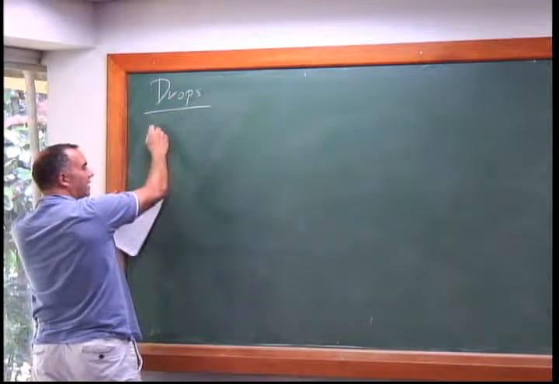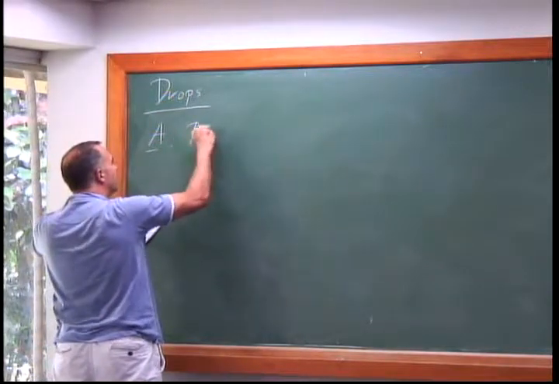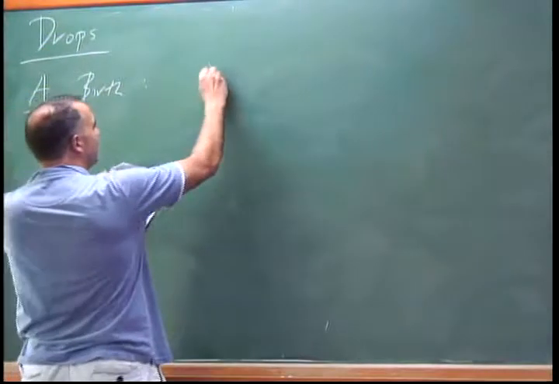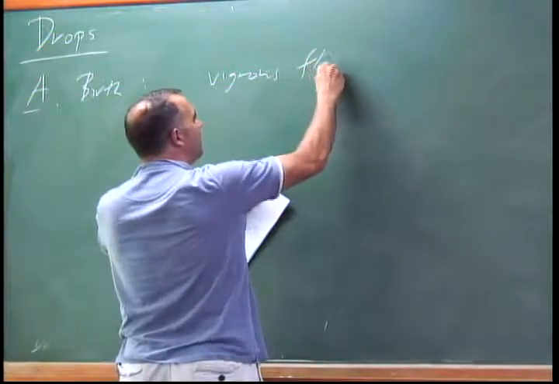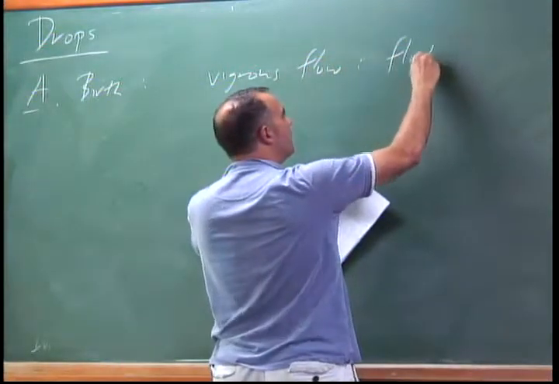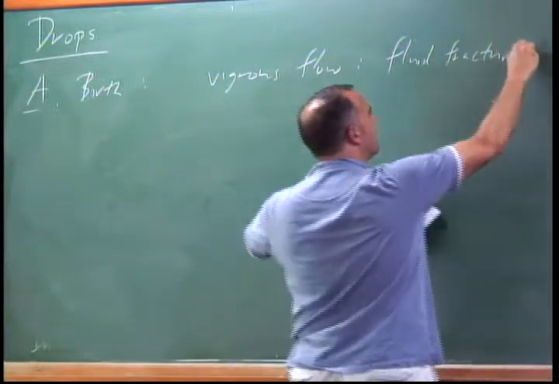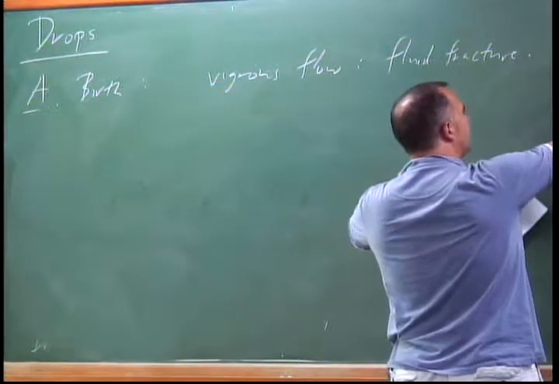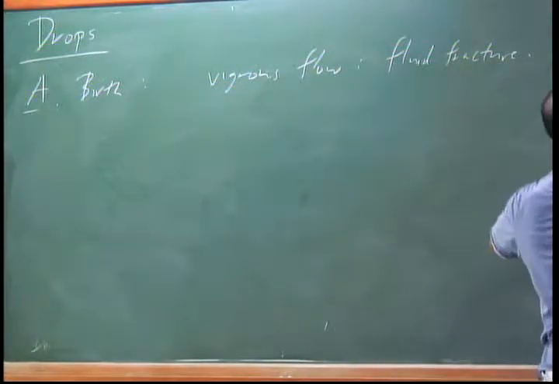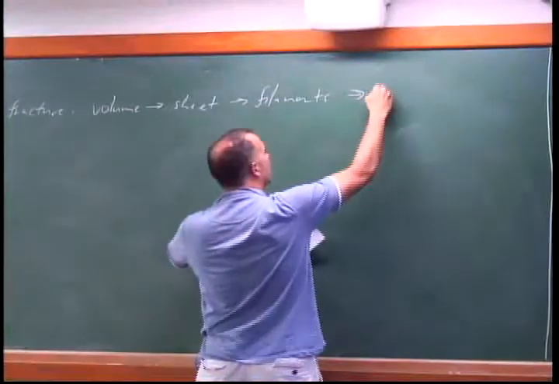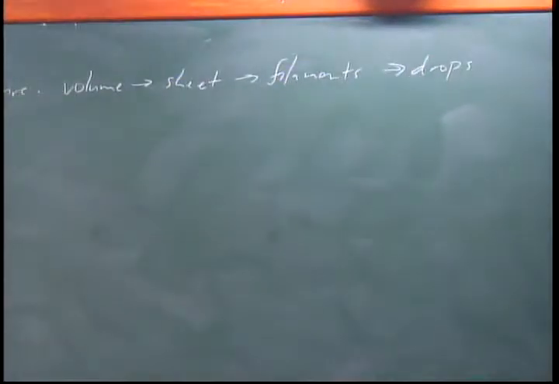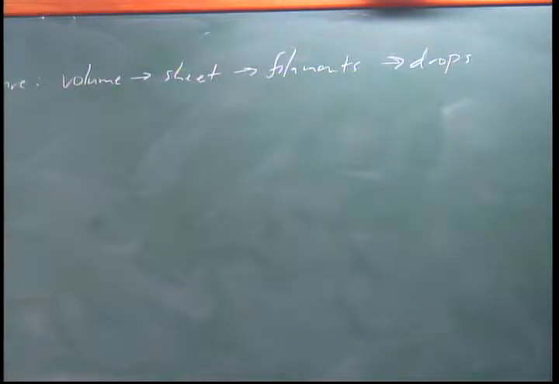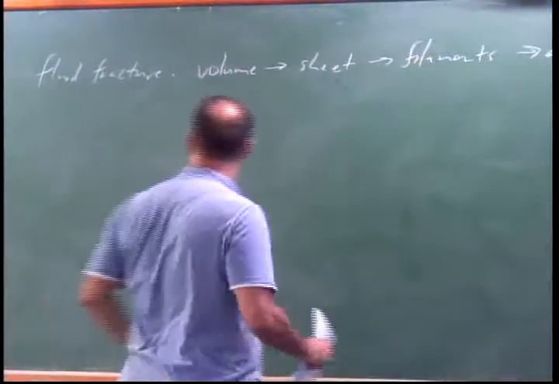We can look at the life cycle of drops. So we've seen that they can be born by vigorous flow. We've seen this many times throughout the course. So we have basically fluid fracture. So we go from a volume to sheets to filaments. And that's really what was happening here, except we went from sheets to filaments to drops. Well, that's a vigorous flow resulting in droplets. And so typically, we know how to handle the dynamics of sheets, filaments, and drops.